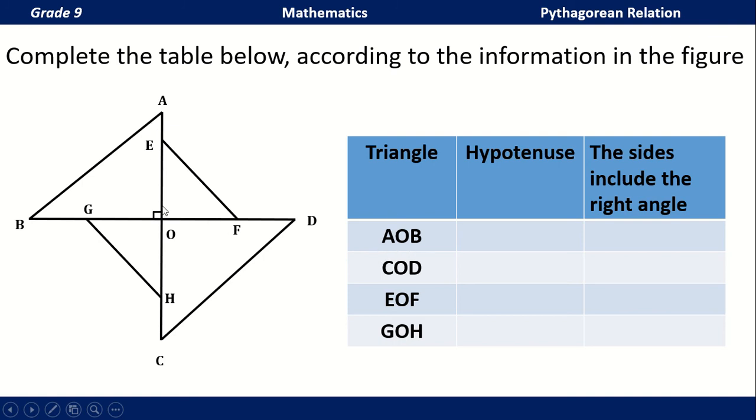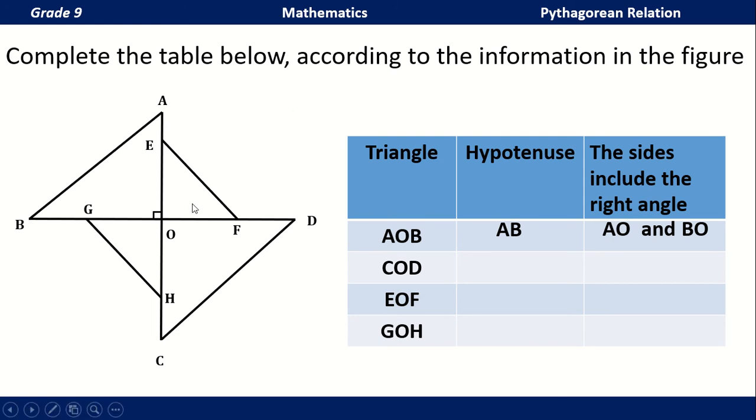Here you can see the triangle AOB. It is a right angled triangle since there is a right angle here. We know that the side opposite to the right angle is the hypotenuse. So AB is the hypotenuse of this triangle. And the sides including the right angle are AO and BO.